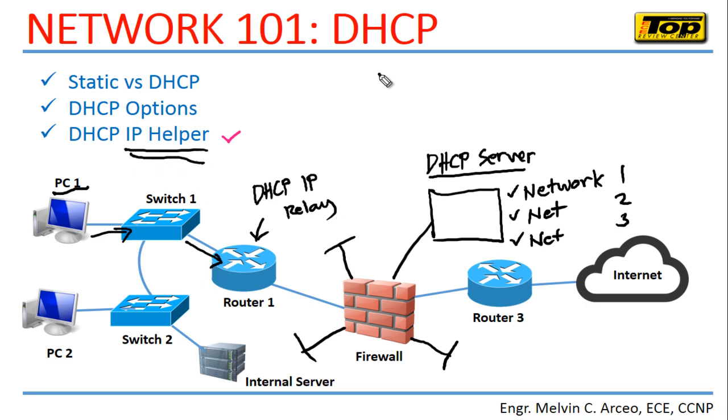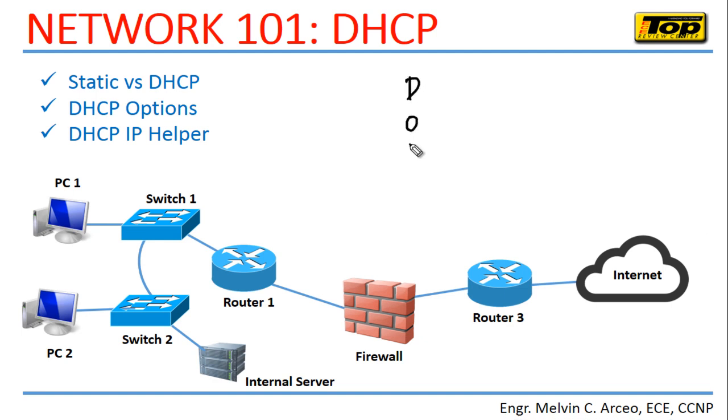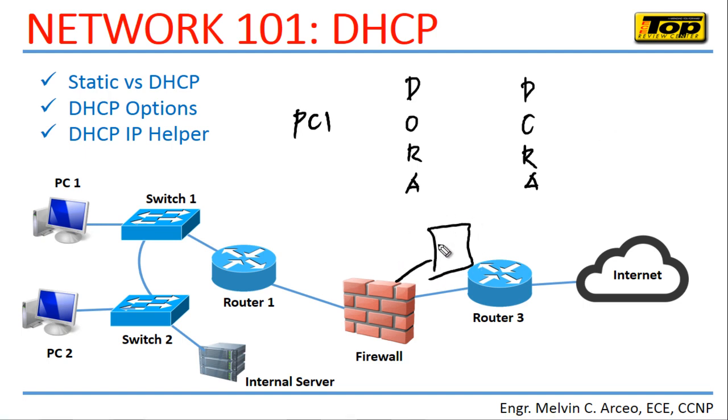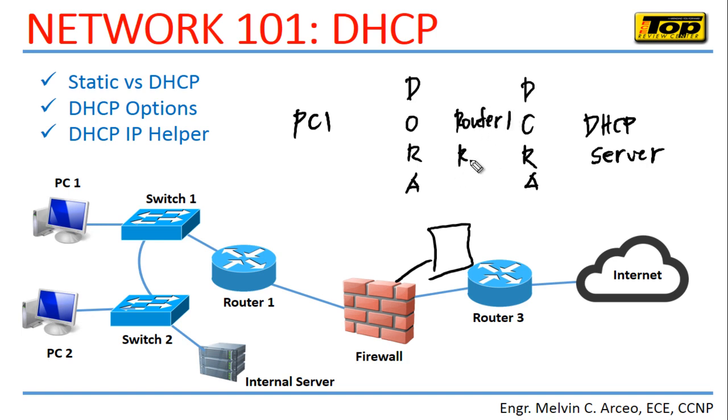Okay, so magkakaroon ka ng DORA twice. Alright? So, burahin lang natin ito. Ano? Yan. Magkakaroon tayo ng DORA na twice. Dalawang beses yan. This is your PC1, for example. And this is your DHCP server. Okay, so you have the DHCP server here on the other end. And of course, your router 1 will serve as the relay. Ito yung relay natin. Okay, so PC1 will discover, router 1 will also discover the DHCP server.